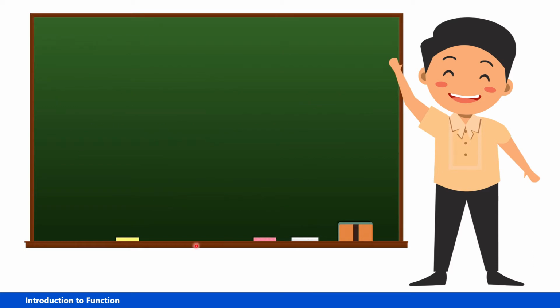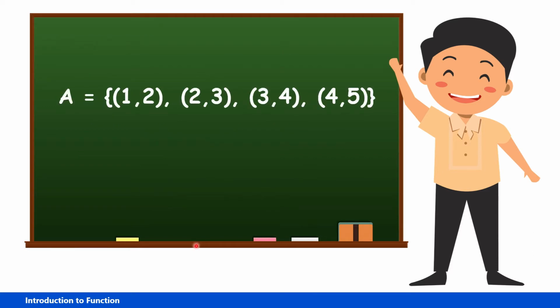Let's have an example. Given the relation A, let us identify if the relation A is a function or not a function. So first, i-analyze muna natin kung ang domain ng ating relation A corresponds to a unique element in the range. Okay, so the first domain is 1, the second domain is 2, the third one is 3, and the last domain is 4.